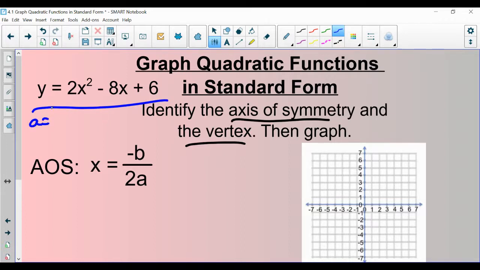And if we are graphing this equation right here, we should be able to list the a, the b, and the c. Remember, the a is the value in front of x squared. The b term is the value in front of the x, which in this case is -8. And the c value is 6.